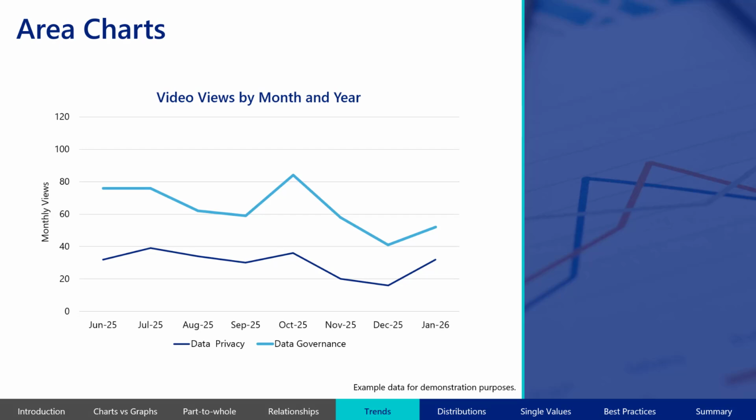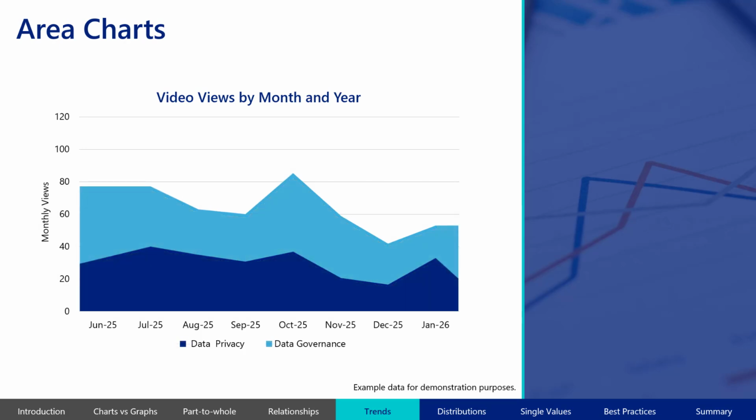An area chart is a variation on the line graph. In an area chart, the section below the line is filled in to make the pattern of change more obvious. Just as with a line graph, height on the y-axis is not summed across groups. So in this example, if views for data privacy were higher than views for data governance at one time point, we would not be able to see the exact number of views for data governance at that time point.